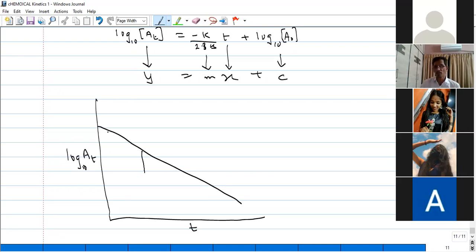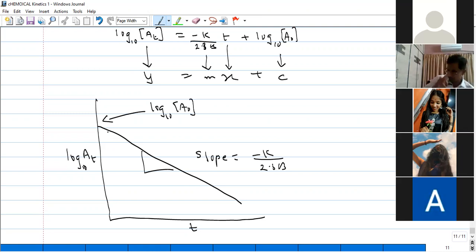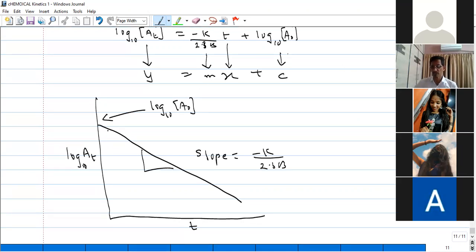And the slope will be minus k upon 2.303. And this is c, that is the y-intercept. It will be log to base 10 A0. This is the y-intercept. So this is the second way of graphical representation of a first order reaction.